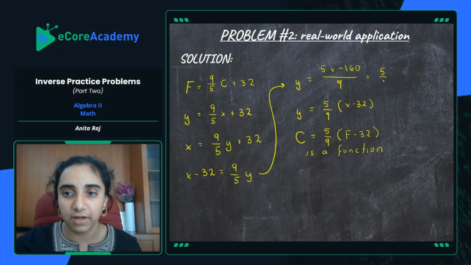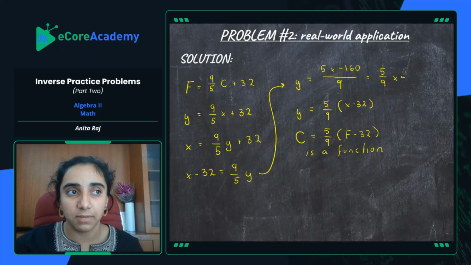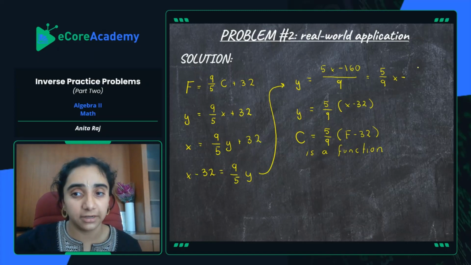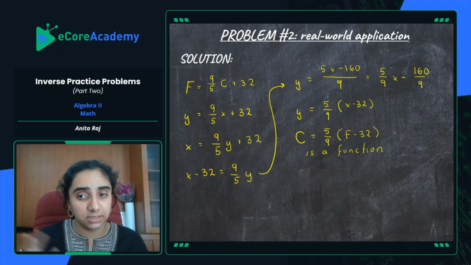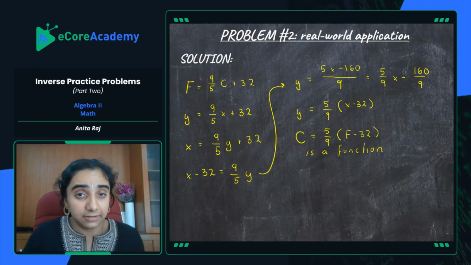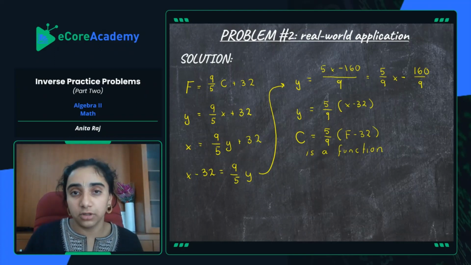5/9 x minus 160 divided by 9. And you can simplify that as you will. And this is, as you can see, a linear function, and that it counts as a function. A line passes the vertical line test, and it has a continuous domain. So this is a function.